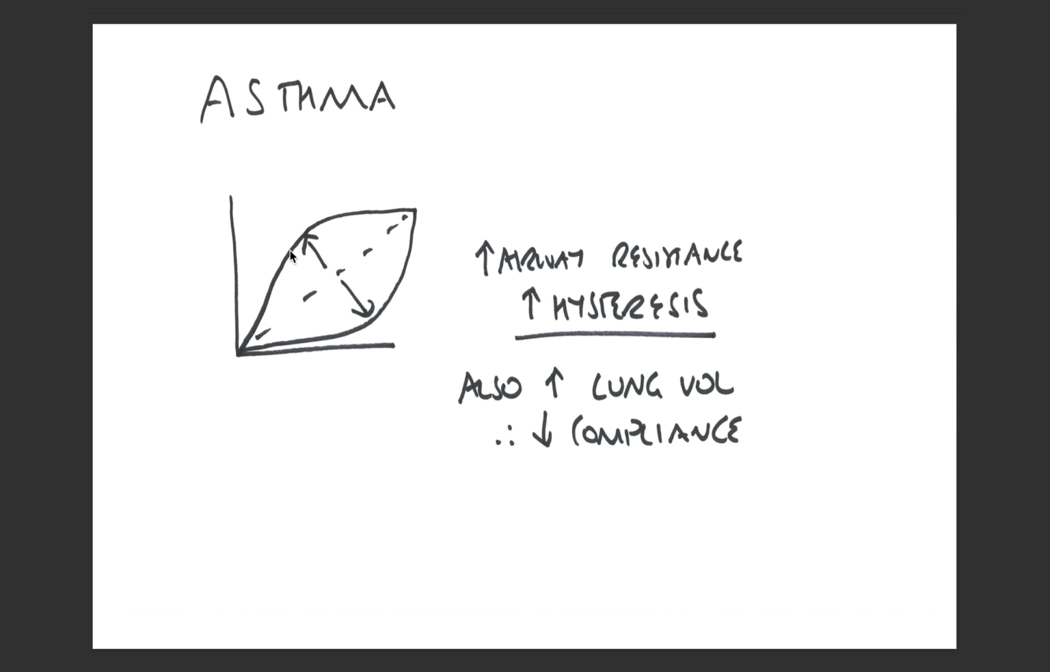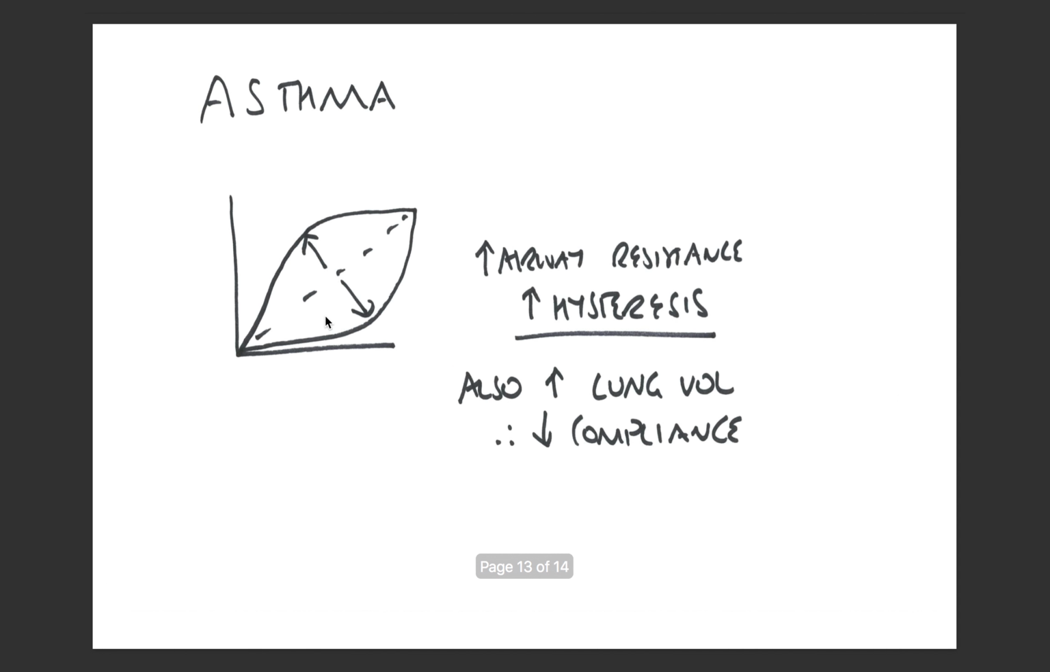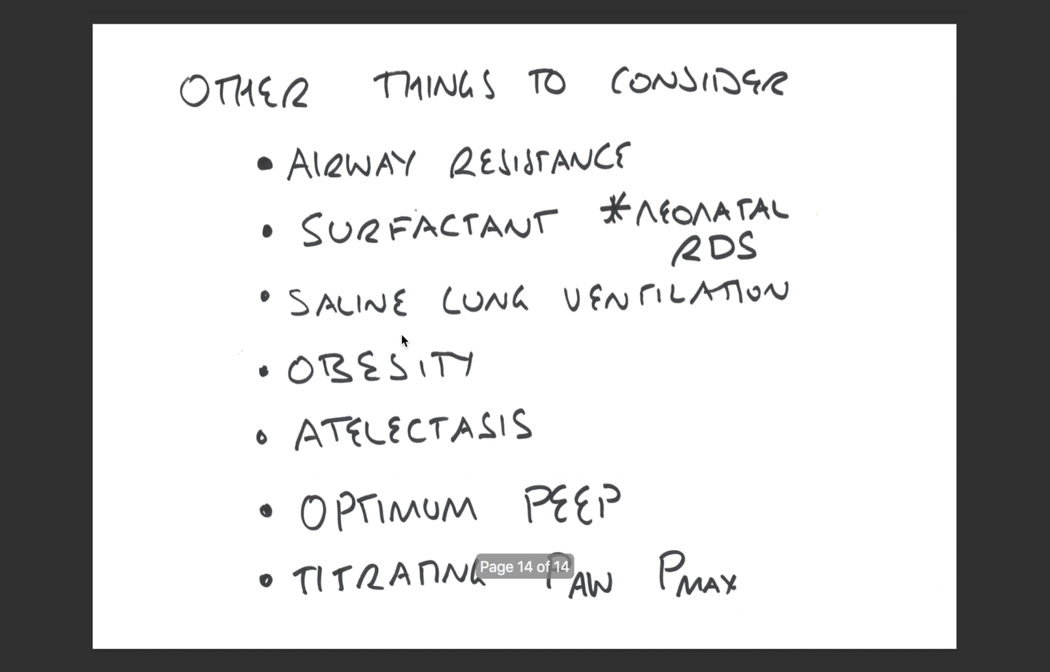In asthma, our lung volumes are increased and our airway resistance is increased. This increases the hysteresis, or the difference between inspiration and expiration, and decreases the compliance as well, which greatly increases the work of breathing and can be very distressing in severe asthma.